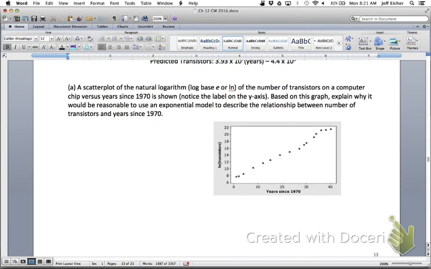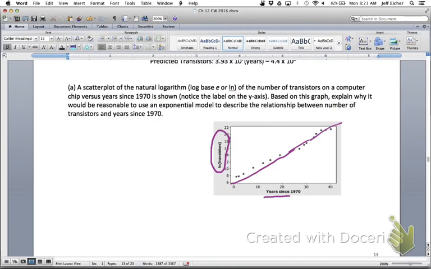This first question says, a natural logarithm was used on number of transistors. Very important to notice the axis here, ln transistors compared to years. And notice how nicely linear that made the data. So rather than us having to try to figure out what in the world the equation of the exponential function, a b to the x, would be, we can transform this data and figure out the equation of our linear model.